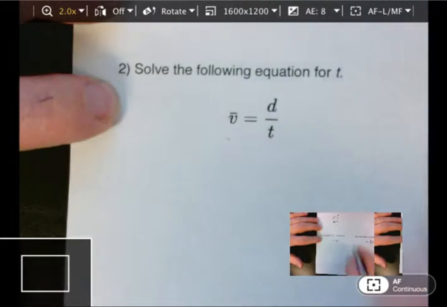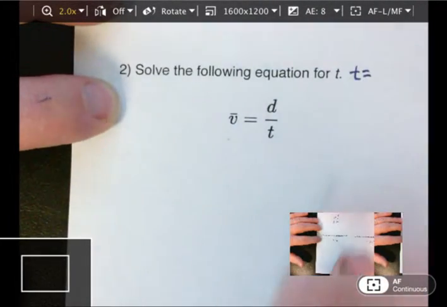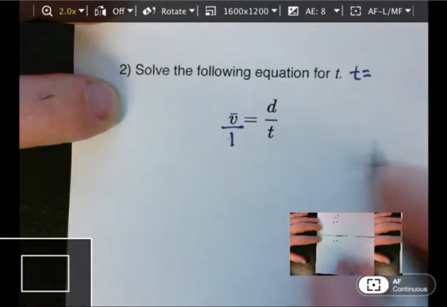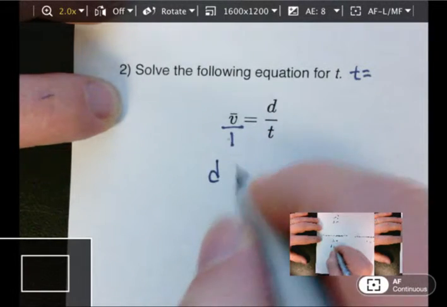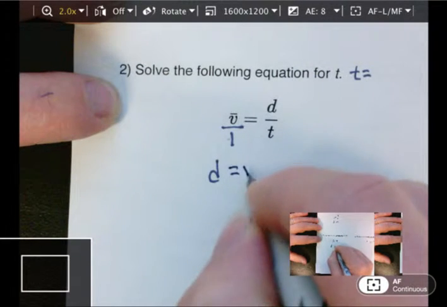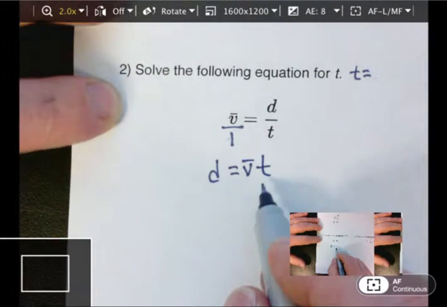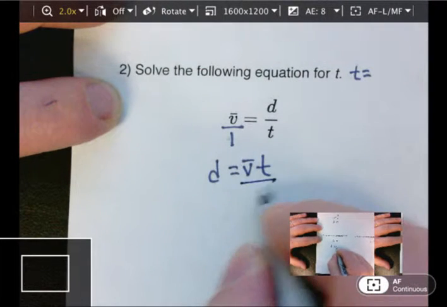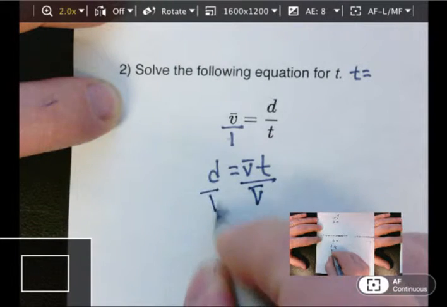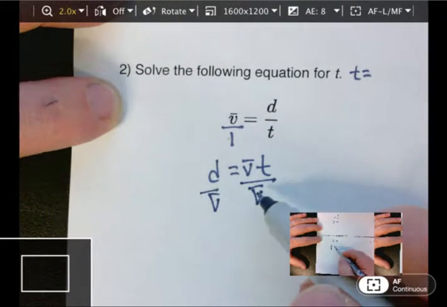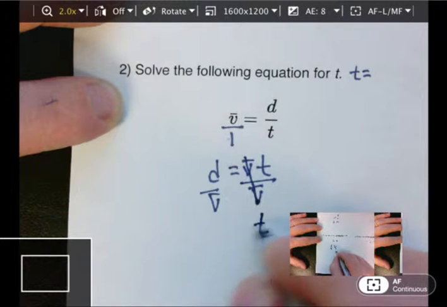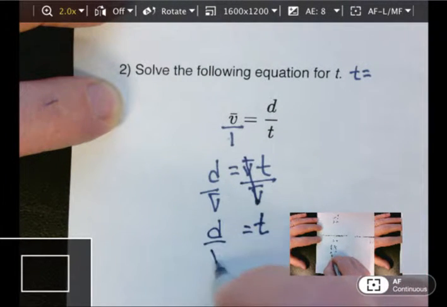Starting out with the same equation, but now we're looking for t equals. So again, we put that over 1, we cross multiply, and we end up with d equals v bar t. But t is not by itself. It's being multiplied by v bar. So how we get t to be by itself is to divide both sides by v bar. V bar divided by v bar is 1, so it cancels. And we're left with t equals d over v bar.